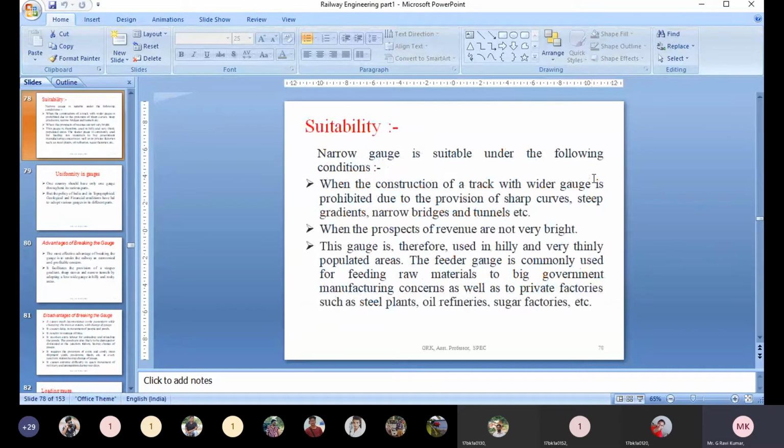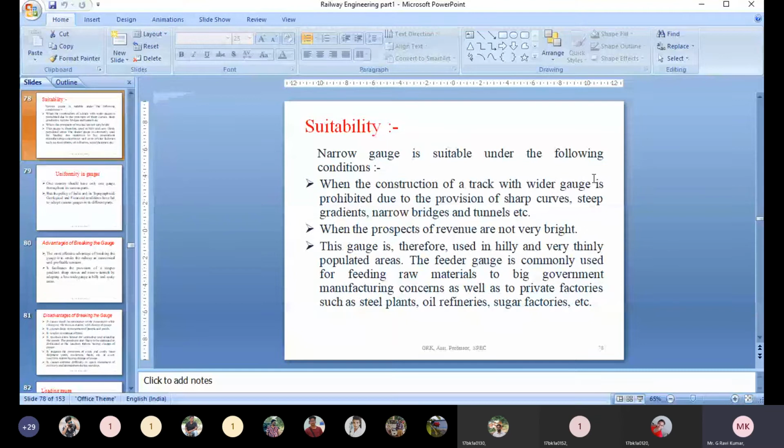Suitability. Narrow gauge is suitable under the following conditions: when the construction of a track with a wider gauge is prohibited, meaning the wider gauges, meter gauge or broad gauge, cannot be attempted. So in those cases we can use narrow gauge. And also on curves, gradients, bridges and tunnels, narrow gauge is suitable. And when the prospects of revenue are not very bright.